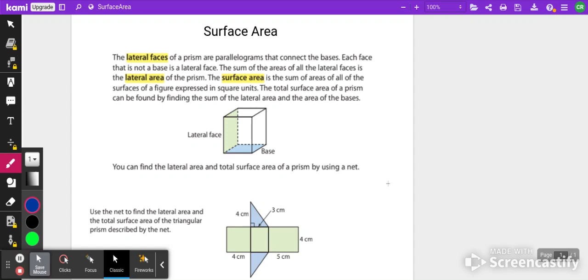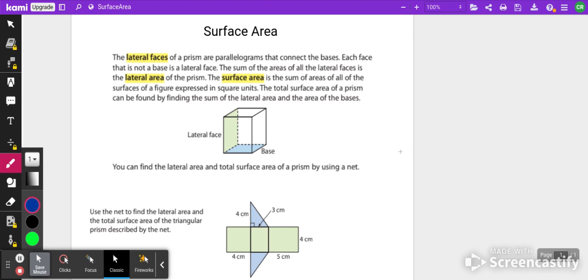We're talking about surface area. Surface area is the area of all of the faces of a 3D shape combined together. Start with the definitions. It says the lateral faces of a prism are parallelograms that connect to the bases. Each face that is not a base is a lateral face. The sum of the areas of all the lateral faces is the lateral area of the prism. The surface area is the sum of areas of all the surfaces of a figure expressed in square units.